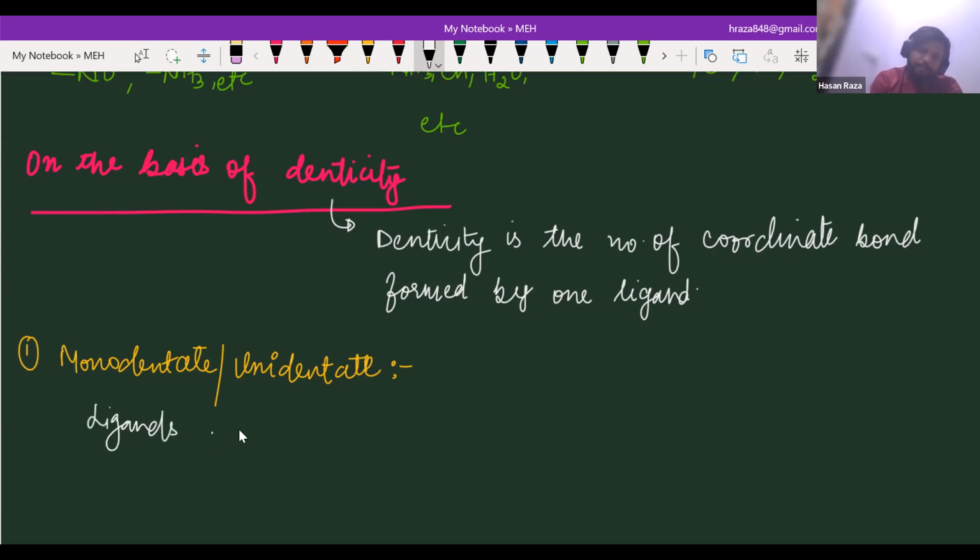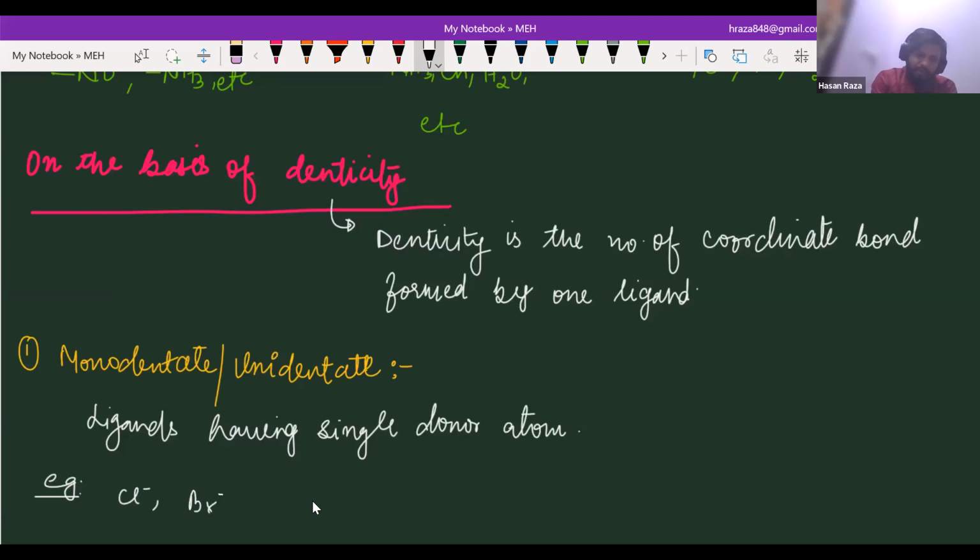Ligands having a single donor atom. Since a coordinate bond forms, there is unequal sharing. One atom has more electrons, a lone pair, and it donates it to the central metal atom and then makes a bond. So the ligands which have only a single donor atom are monodentate. For example, Cl minus, Br minus, as well as NH3, etc. As you can see, NH3 has one lone pair, so it has one donor atom, so it is monodentate.